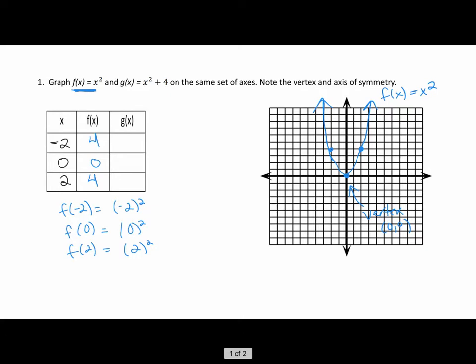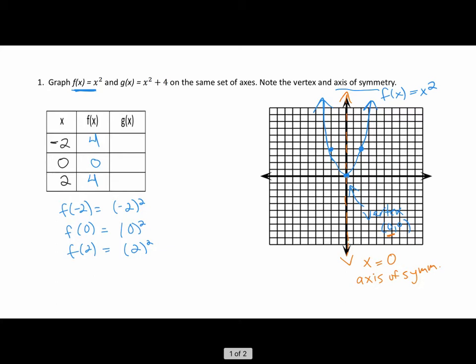But now we also want to note the axis of symmetry. So the axis of symmetry, that's going to go right through the vertex. It's a vertical line for all of our axis of symmetries. So that means x equals whatever the x-coordinate of the vertex is. So in this case, that's 0. That's what that vertical line is. X equals 0. The axis of symmetry.